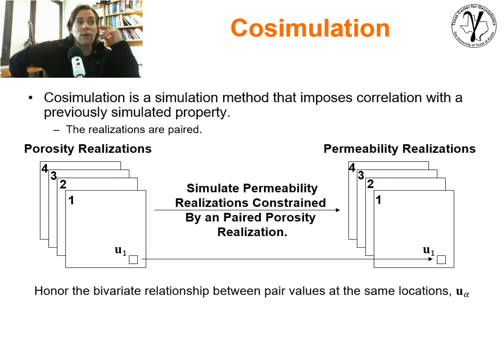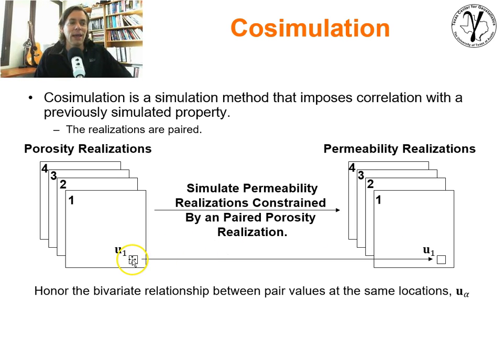Now I want to reinforce this idea of pairing the simulated realizations. That is, if we're co-simulating permeability as the primary variable, where it will be related to the secondary variable, porosity, then we will be pairing up the realizations. Realization number 1 of porosity will be used to constrain realization number 1 of permeability. And in fact, it goes further.